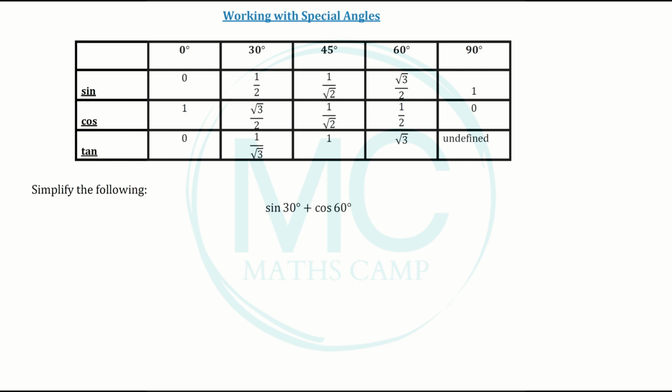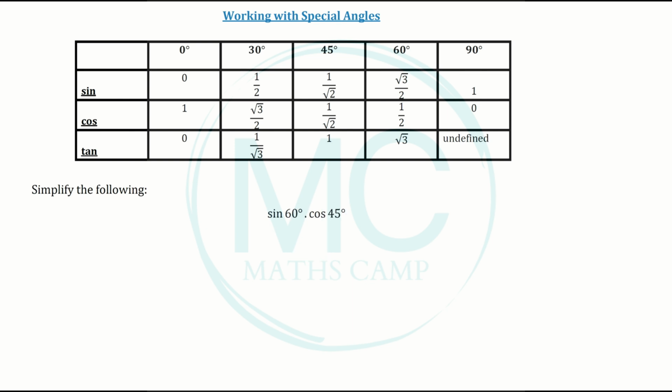Let's start by finding the value of sine 30 degrees. From our table, we can see it's 1 over 2. So we can say 1 over 2 plus the value for cos 60. From our table, we can see it's also 1 over 2. So we can say 1 over 2. Now we can add our fractions together. 1 over 2 plus 1 over 2 gives us an answer of 1.